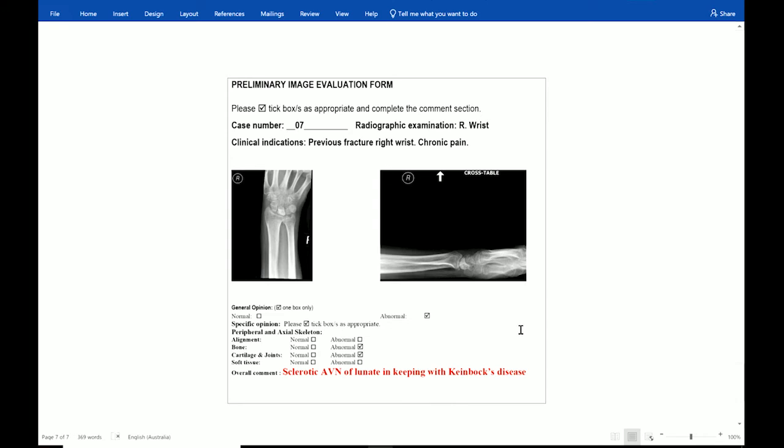So our PIE form then, it's abnormal, the bone is abnormal, and of course the joint is abnormal because the lunate forms part of the joint. So your overall comment is there's a sclerotic avascular necrosis of the lunate, and this is in keeping with Kienbock's disease.